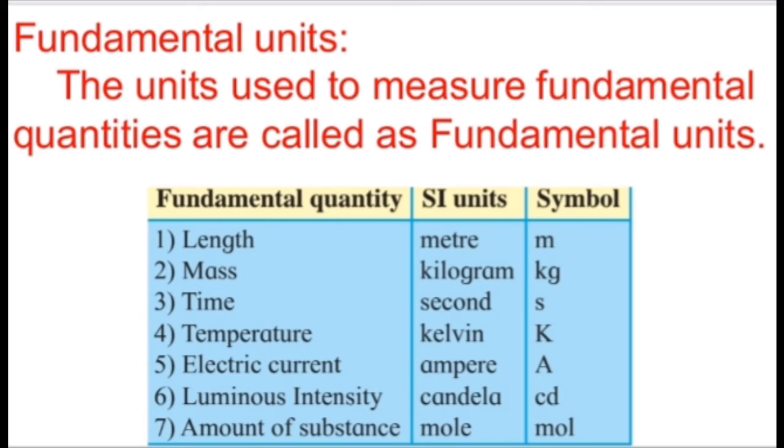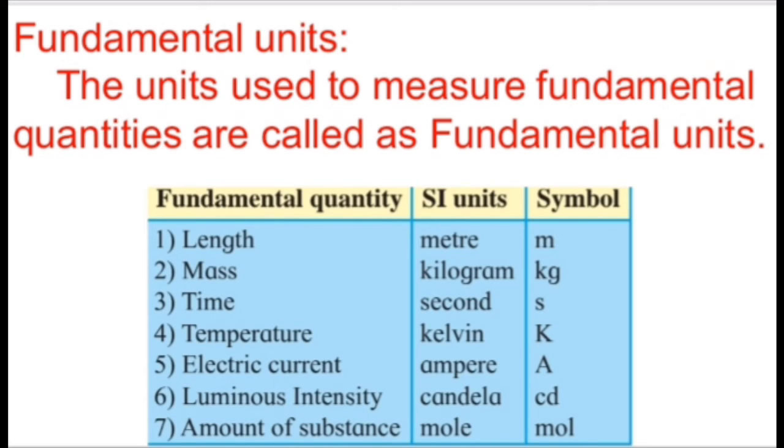First is length. The SI unit of length is meter and the symbol is m. The second is mass. The SI unit is kilogram. The third is time. The SI unit is second. The fourth is temperature. The SI unit is Kelvin. Fifth is electric current. The SI unit is ampere.